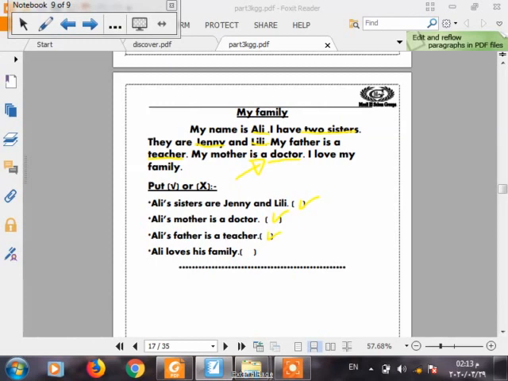Ali loves his family. So what is he saying here? Oh, I love my family. So he loves his family. So take a right again and turn the page.